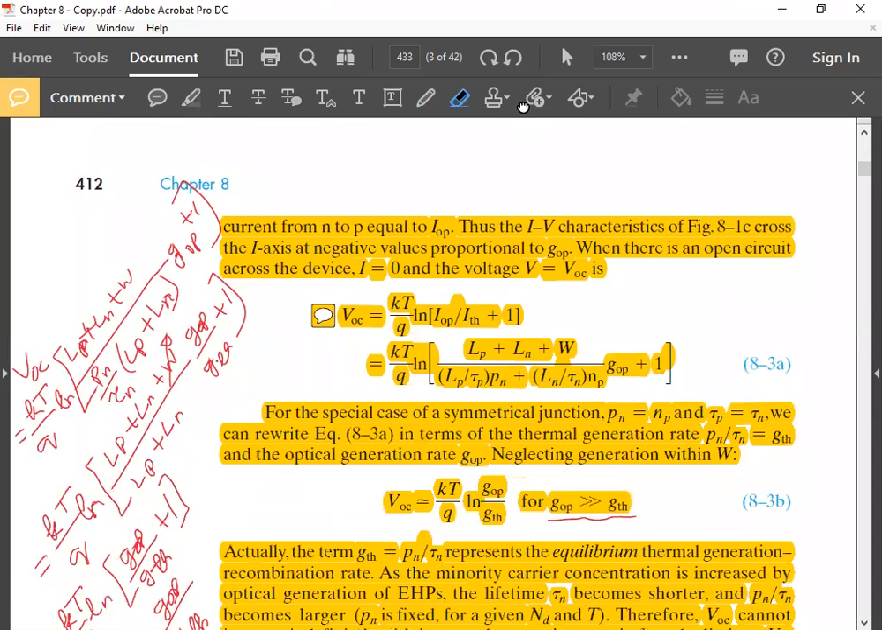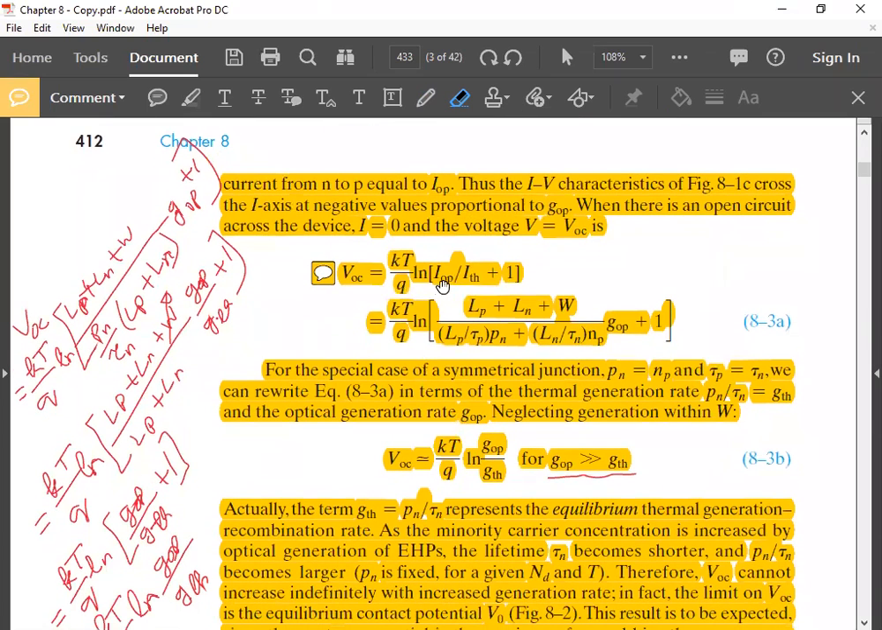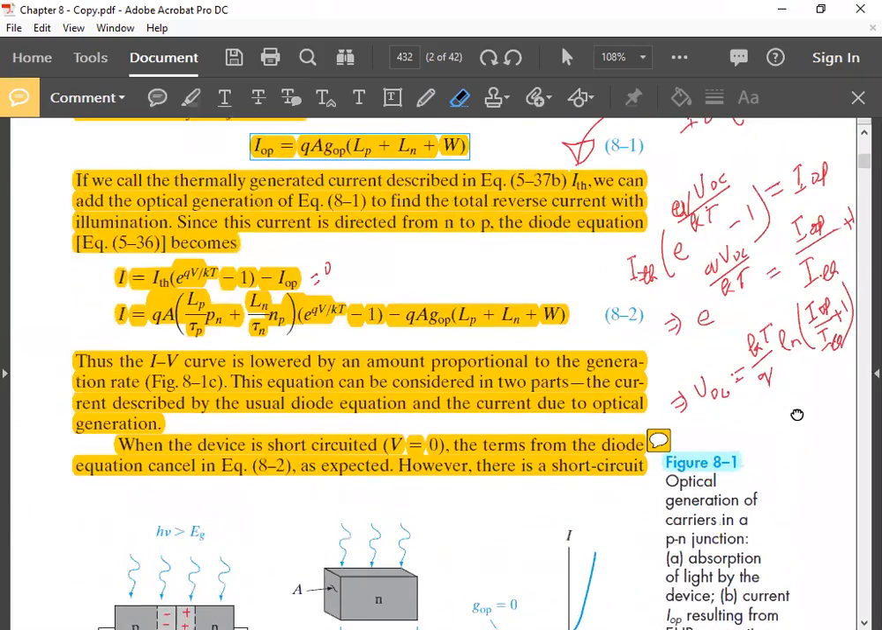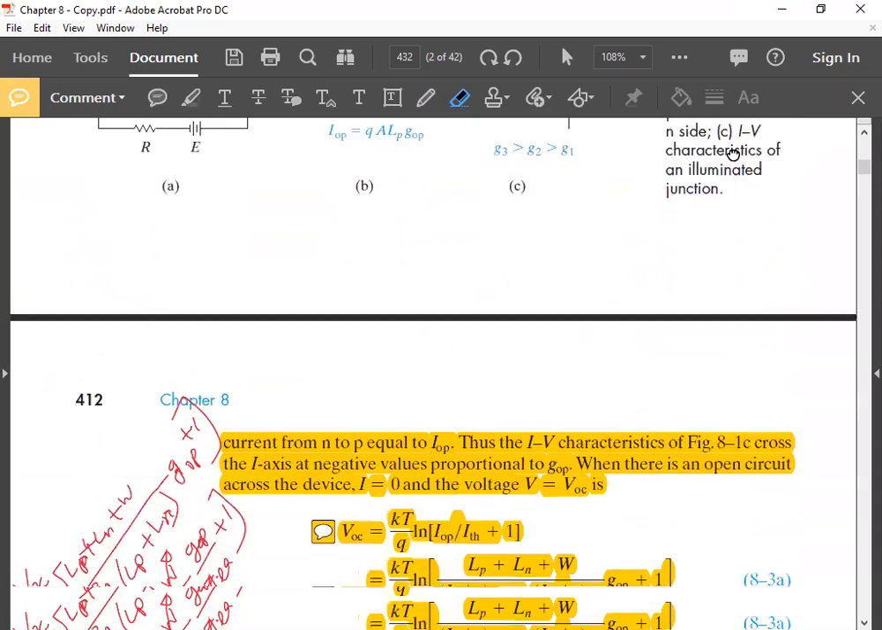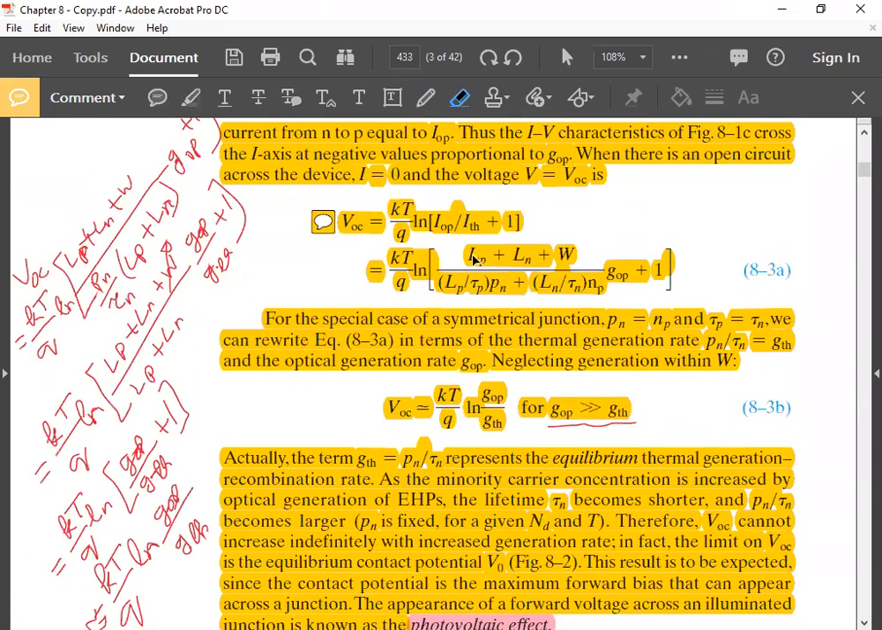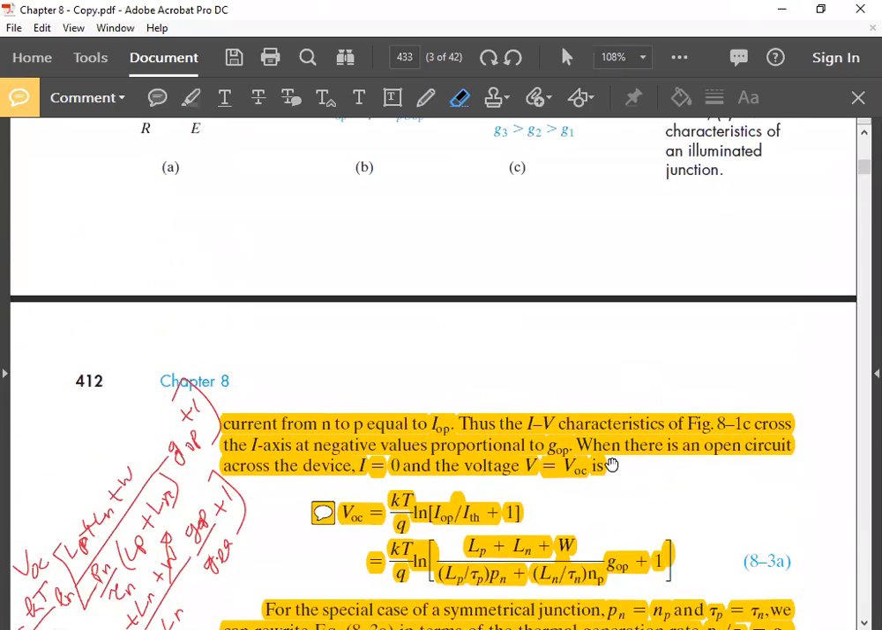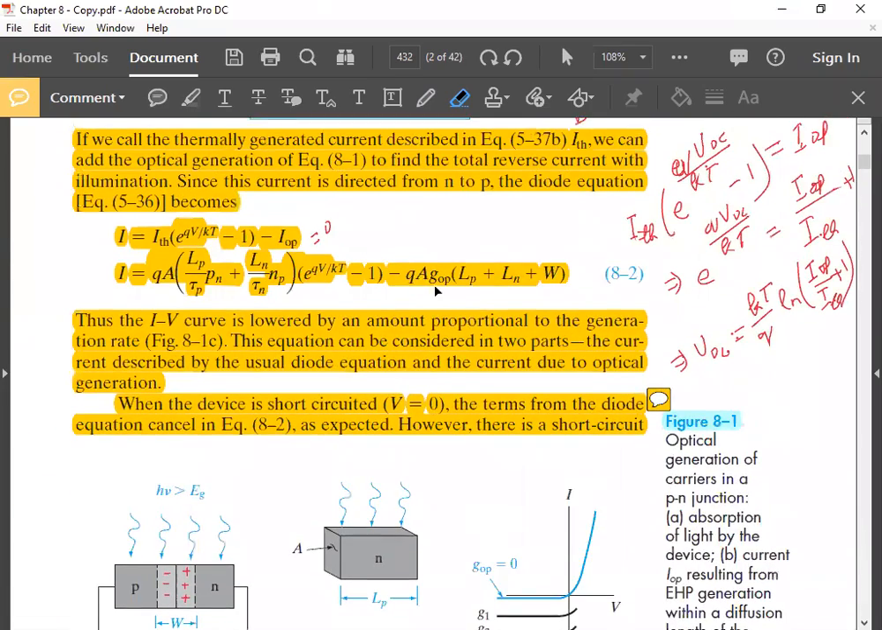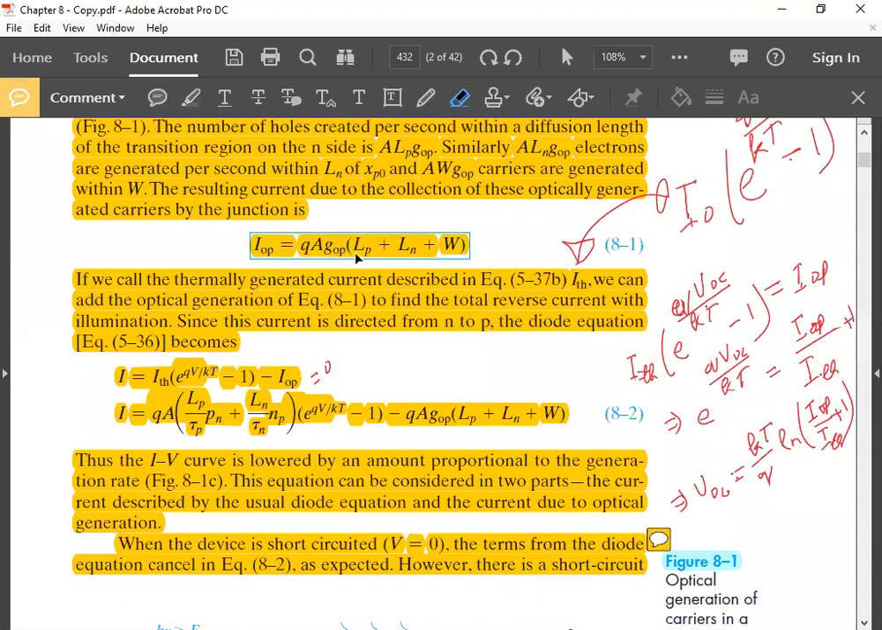So Voc is equal to kT by q ln of Iop by I thermal plus 1. The same equation I showed here. Now we'll simplify this equation a little bit. Iop is what? This q A G_op (Lp plus Ln plus W), right? And I thermal is this part actually: qA (Lp by tau p) pn plus (Ln by tau n) np.